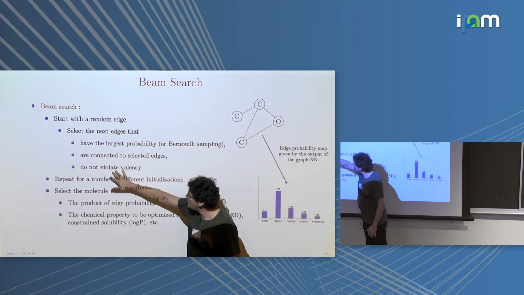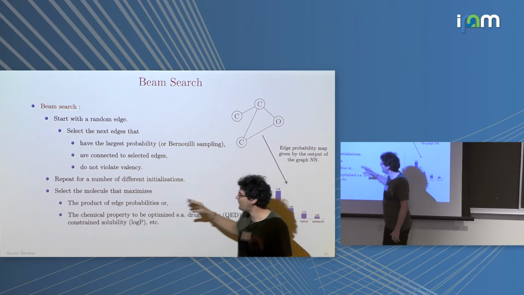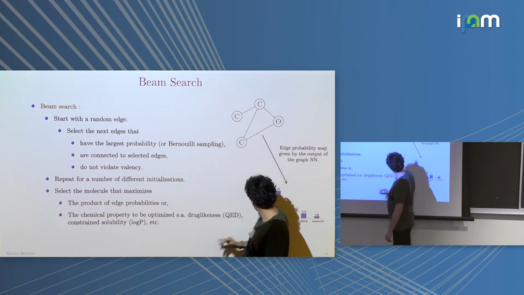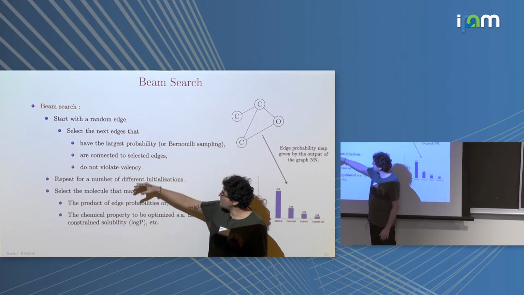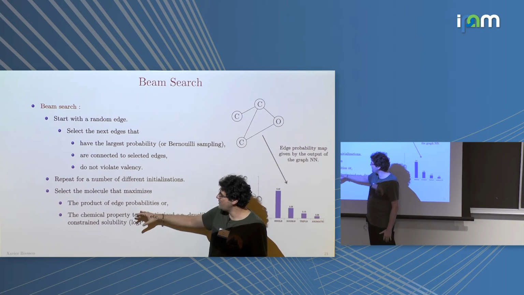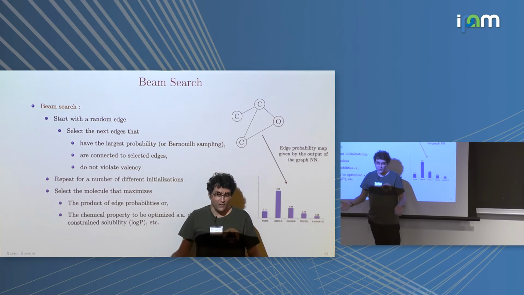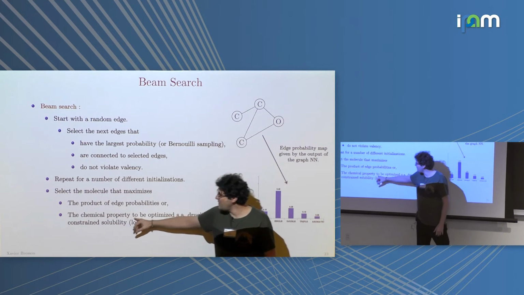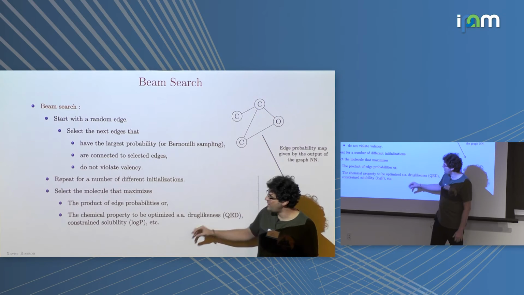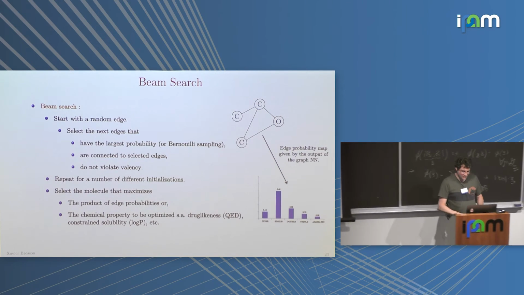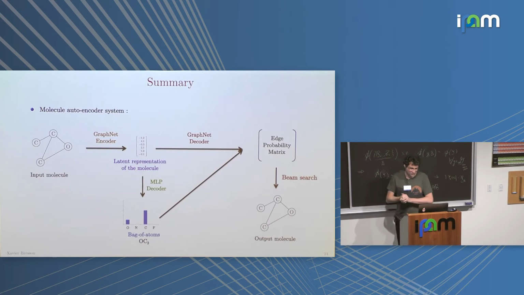And of course, I do not want to violate the valency. If I violate the valency, I will use another bond or maybe none. I repeat that for different initializations, and at the end I select the molecule that maximizes the product of edge probabilities of edges, or maybe a chemical property, like drug likeness or constrained solubility. That's very standard in NLP, and I'm just using that for molecules.